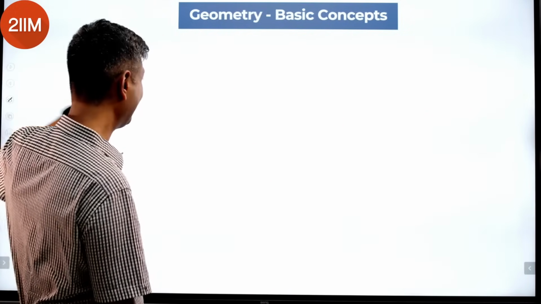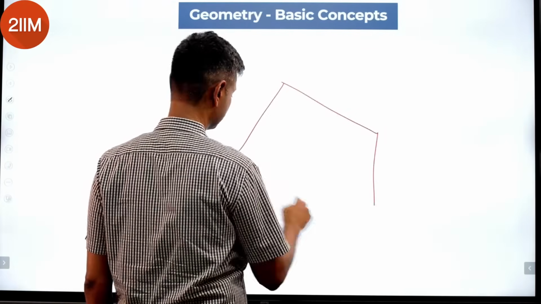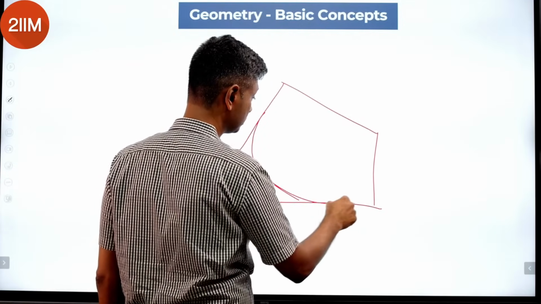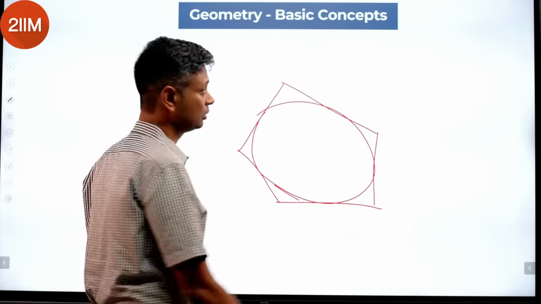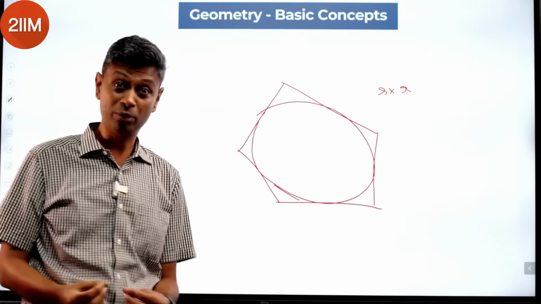The idea here is if you have any polygon, not necessarily a regular polygon, area of any polygon is semi-perimeter into inradius. Sometimes we miss out on this.